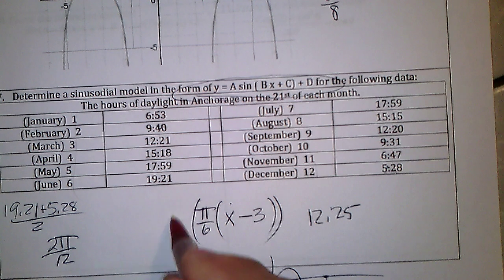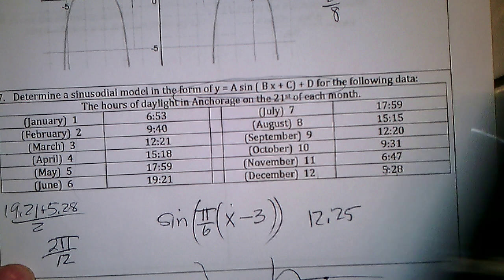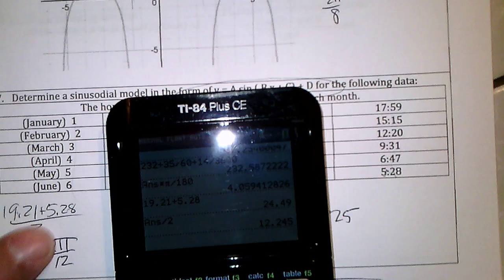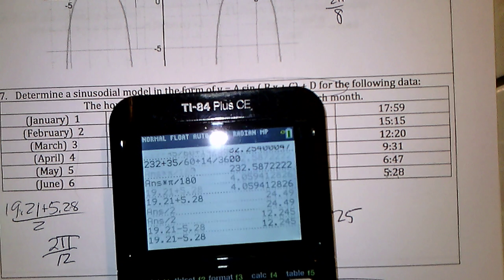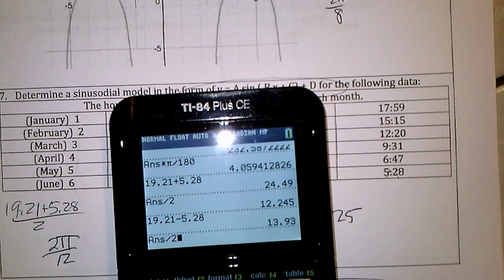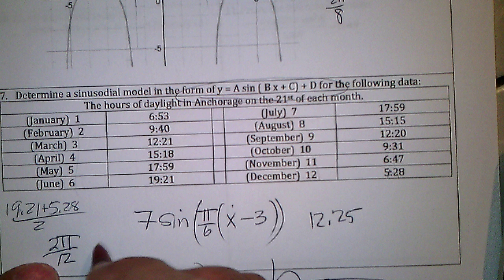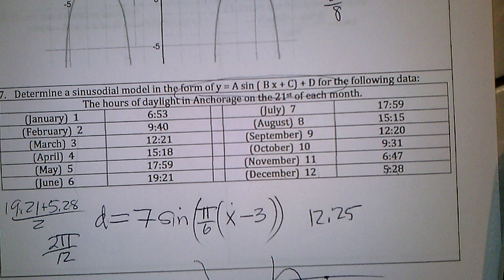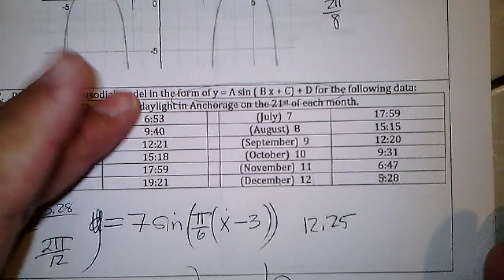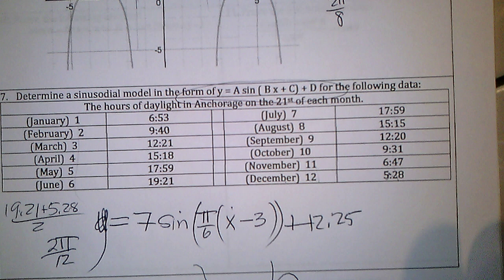And we want to do the sine it said to do, and the amplitude is going to be halfway between these, or half of the difference. So I have to do those same numbers, but subtract, and then divide by 2, and I get 6.96, about 7. And that would be the daylight hours. Equal that, or y if you want. That should be close to what we get if we do the calculator. Oh, plus the 12.25.